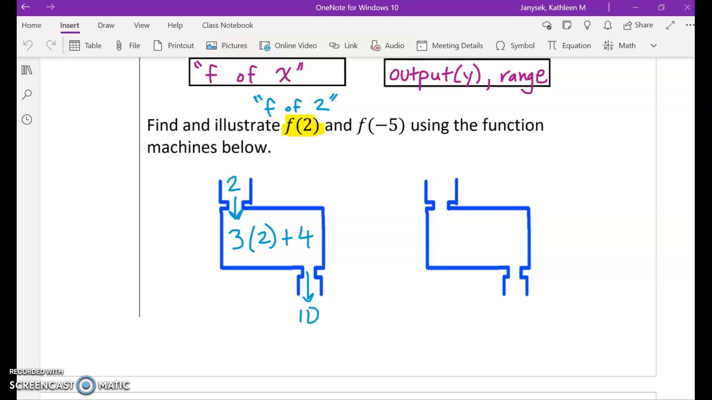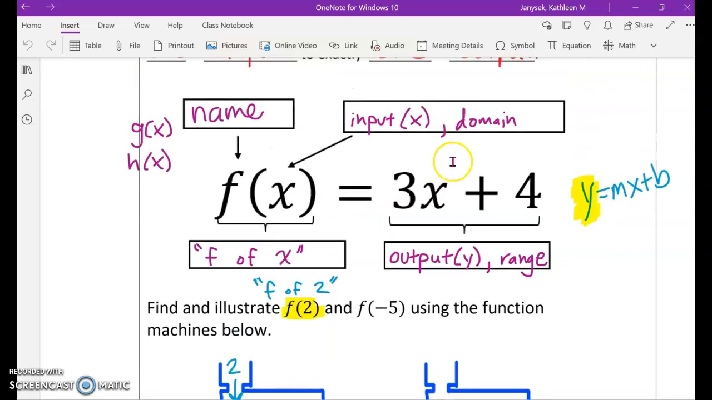So our input was 2 and our output was 10. And yes, you can write your answer. That is our answer. But if they ask you to write your answer as an ordered pair, you would write the input first and the output second, because remember the inputs are your x's and the outputs are your y's. So what you really just found, that point (2, 10), is a point on this line.